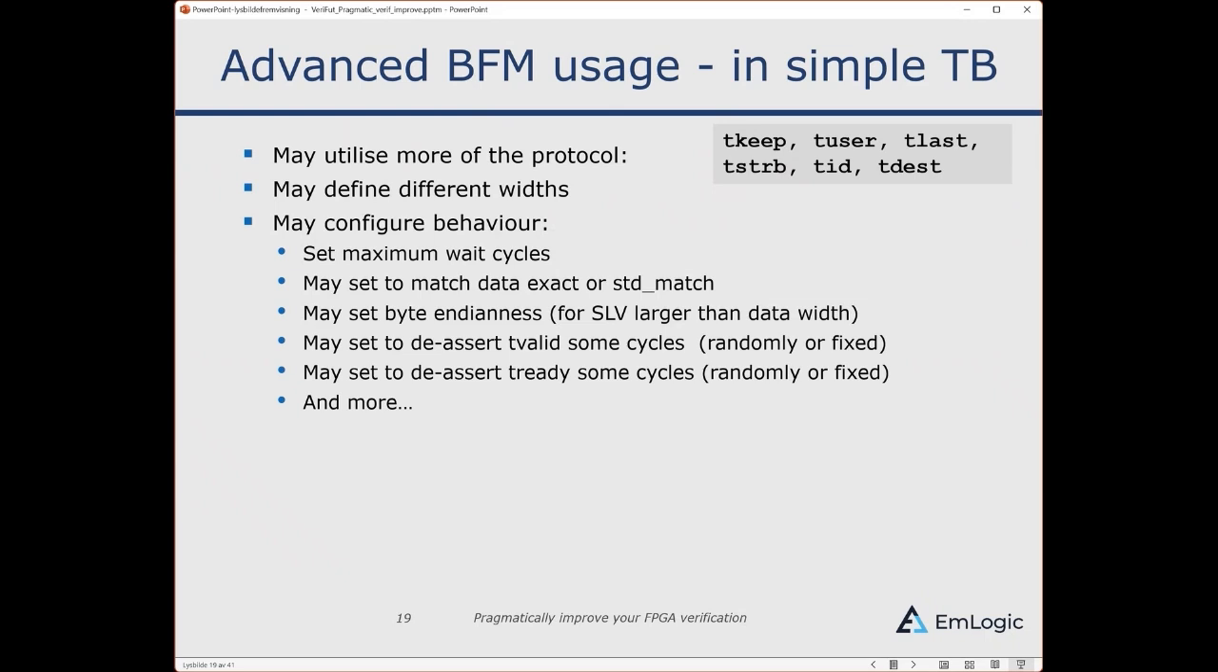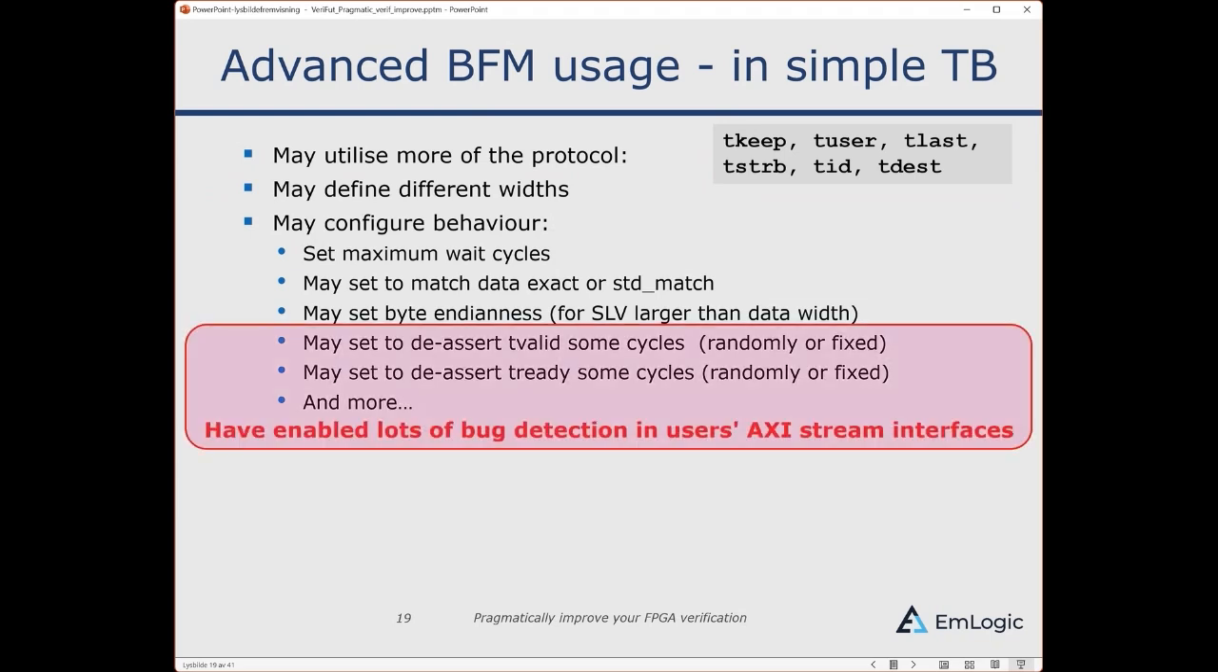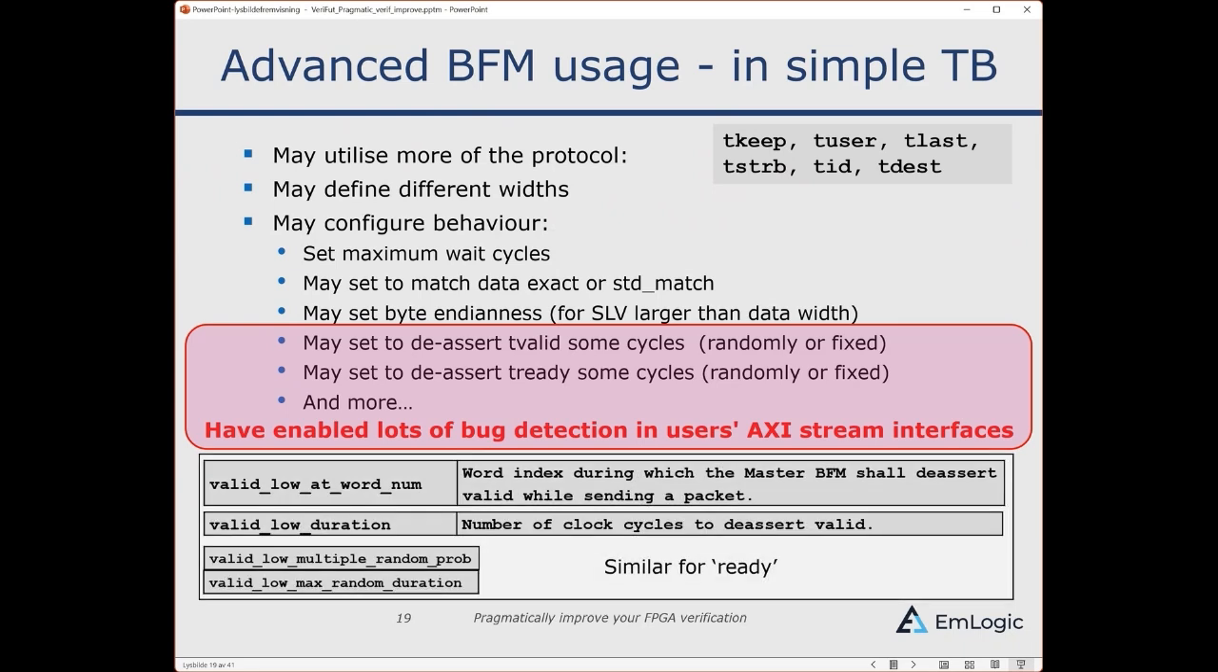But what's even more important is that in this case, you can actually set the BFM to deassert T-valid or T-ready some cycles. And that can be done at fixed positions or randomly. And these features have enabled lots of bug detections in users' AXI-Stream interfaces according to feedback. And this is just showing some examples of how you can set up this configuration behavior to get the different types of behavior when it comes to deasserting T-valid, T-ready, randomly, or fixed.